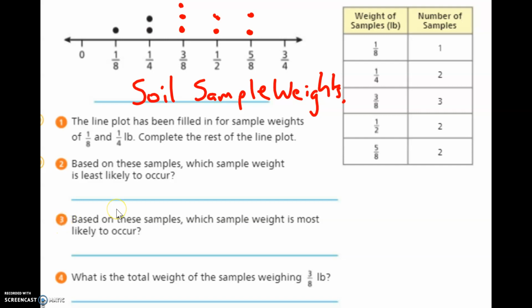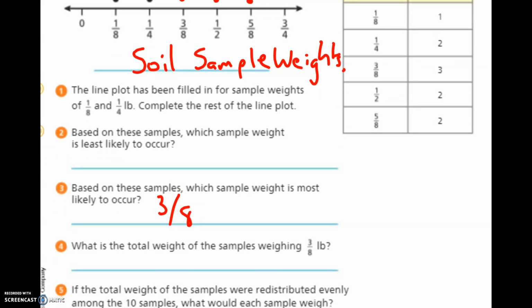Number 3 is a little bit easier. Based on these examples, which sample weight is most likely to occur? And you'd have to say the 3/8 because there's more of those than anything else. You probably could have gotten that answer looking over here at the chart.